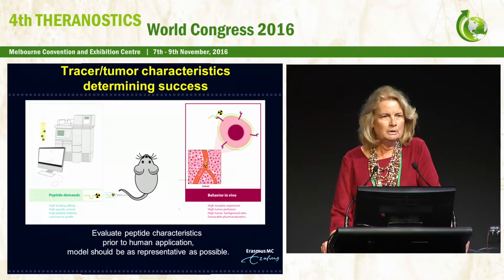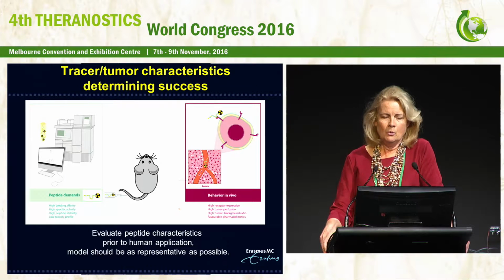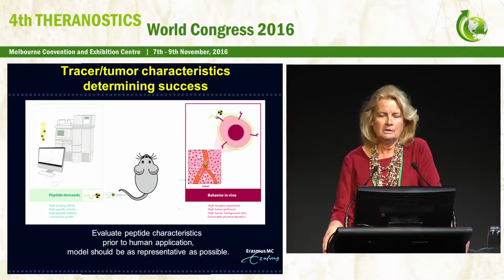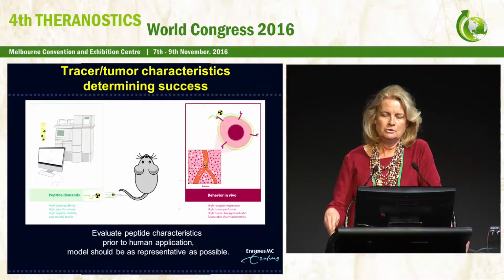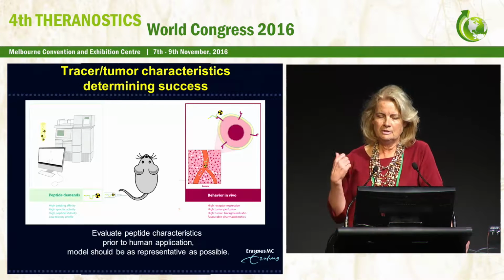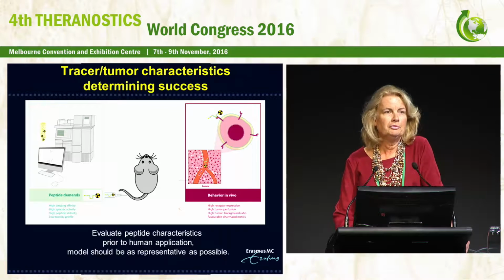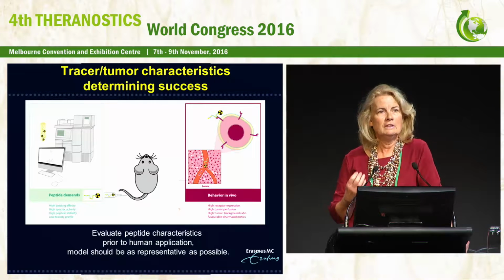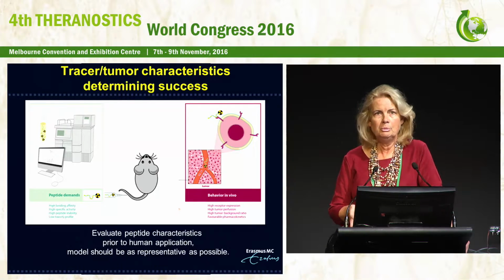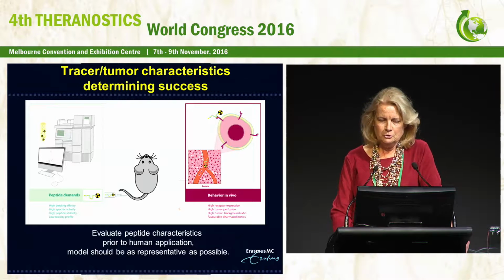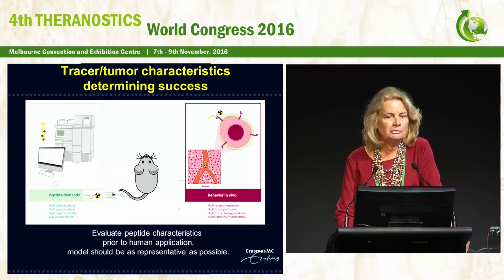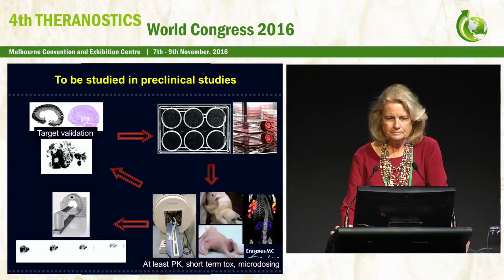In models, it should be as representative as possible. So we aim also in the mice for tumor models that have a good behavior. So there should be a high receptor expression, as seen on the right, high tumor perfusion. If the peptide is not delivered at the tumor site, there will be no uptake, even though there's a high receptor expression. There should be a high tumor-to-background ratio and very favorable pharmacokinetics.